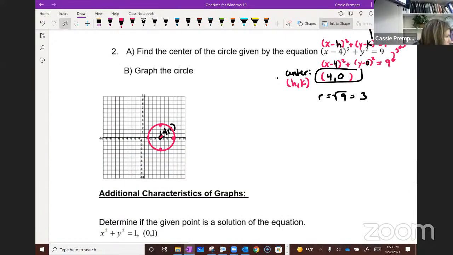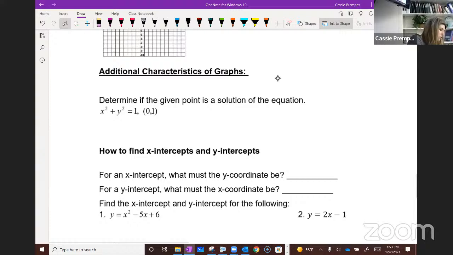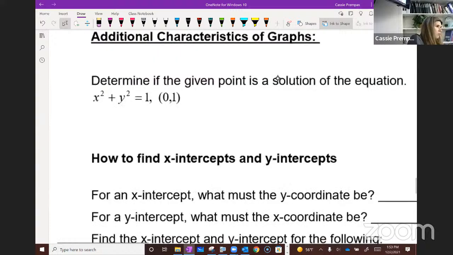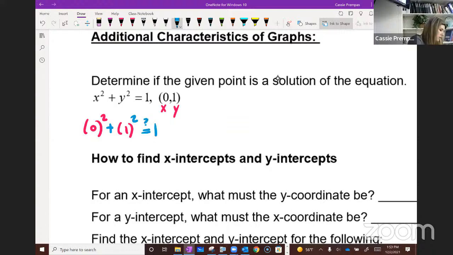That's the equation of circles. More characteristics of graphs that I think you guys probably already know. Do you know how to determine if a point is a solution to an equation? What would you do? Plug it in. See, does it work? So this is my x, this is my y, and I would see, does it make the equation true? So I'd plug in 0 and I'd plug in 1. And I'm asking, does 0 squared plus 1 squared come out to equal the value of the equation, which is 1? Does it work? Yes, so it is a solution.